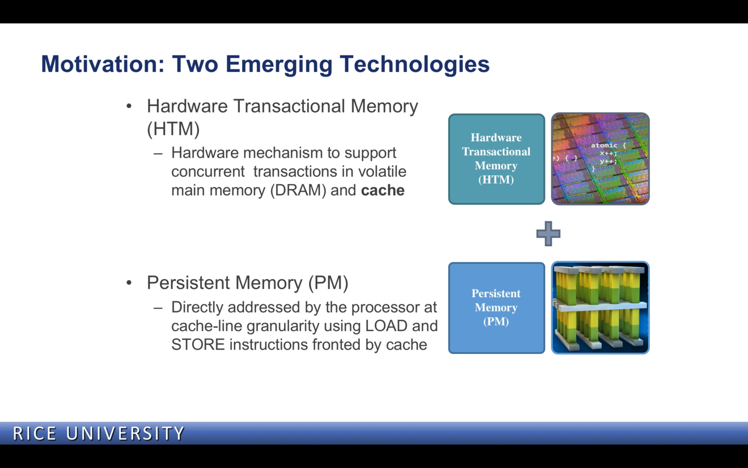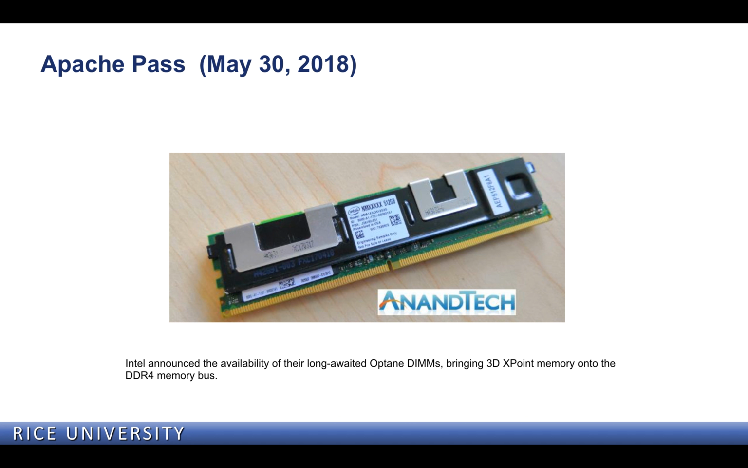My research is to combine these two technologies to create a parallelized persistence tier using HTM as our isolation and atomicity mechanism. Currently, Intel announced the Apache Pass system, with availability of the memory of 3D XPoint chips. And this is an excellent memory, it's large capacity, fast, accessible on the main memory bus.